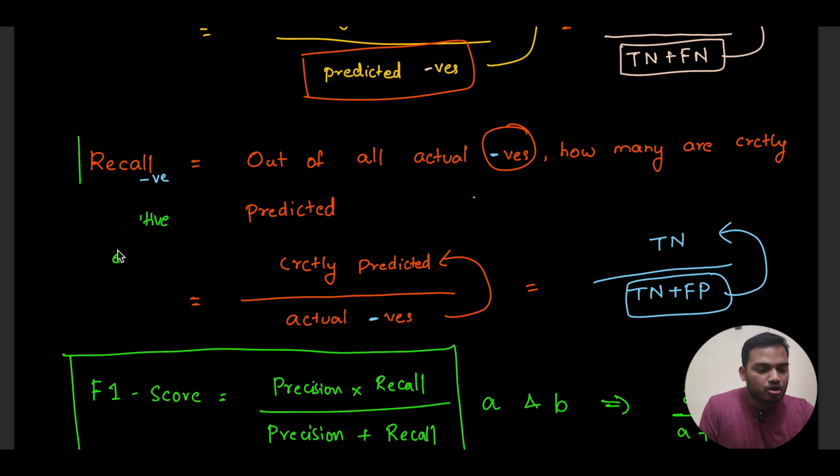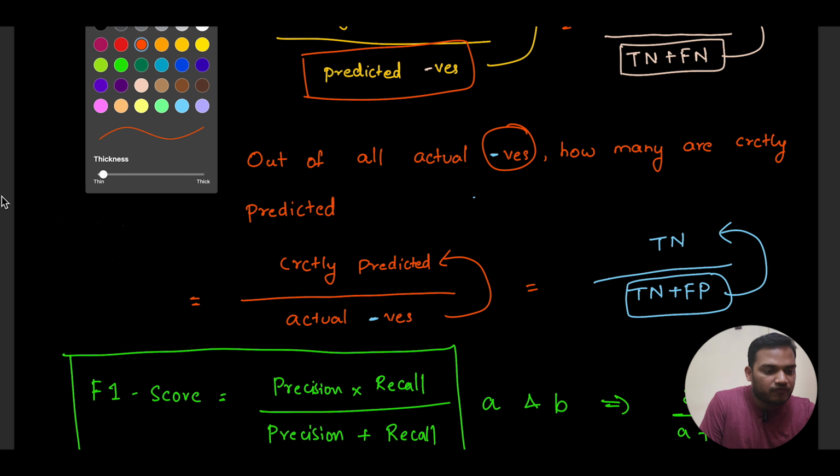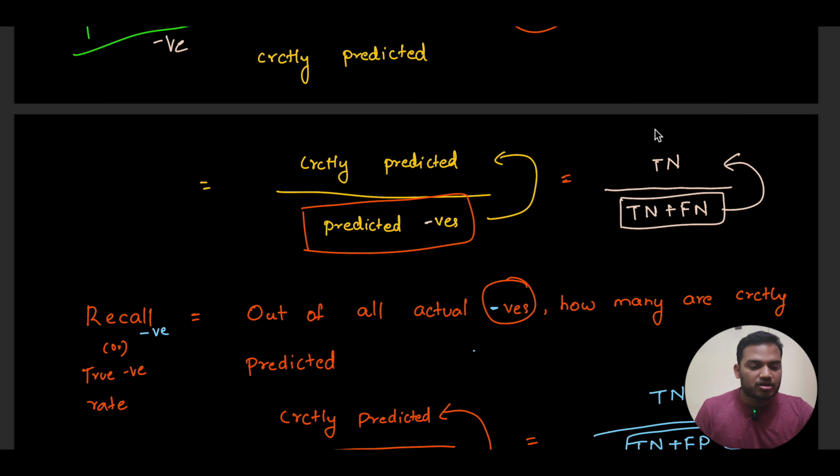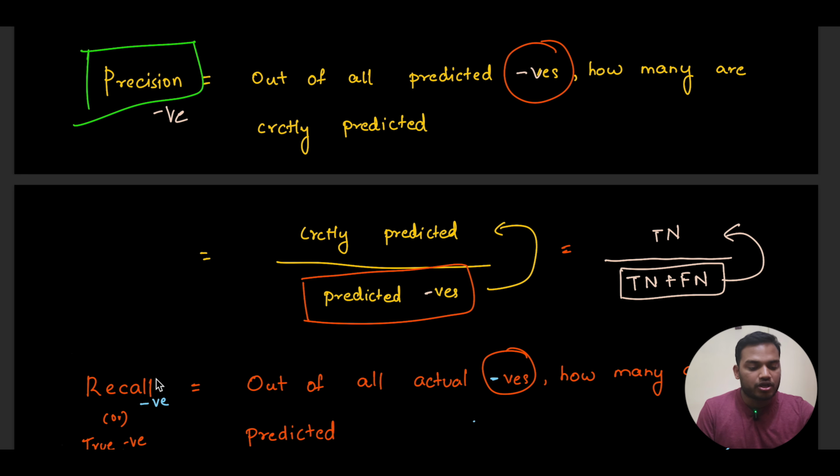Here we can't call this the true positive rate. This is the true negative rate. Previously we called it the true positive rate for recall positive. Now it will be called the true negative rate. So this is our precision negative and recall negative.